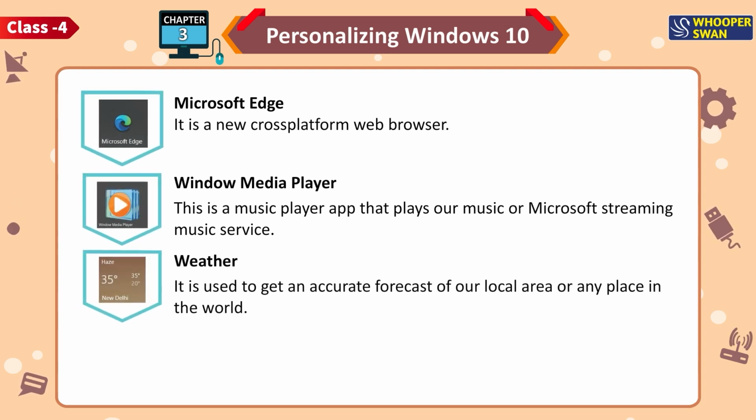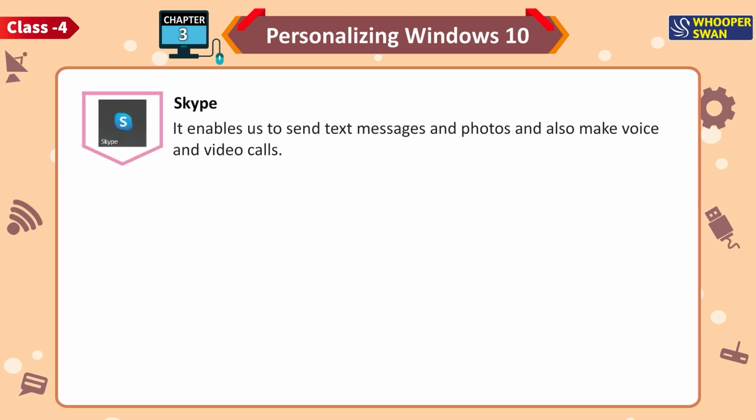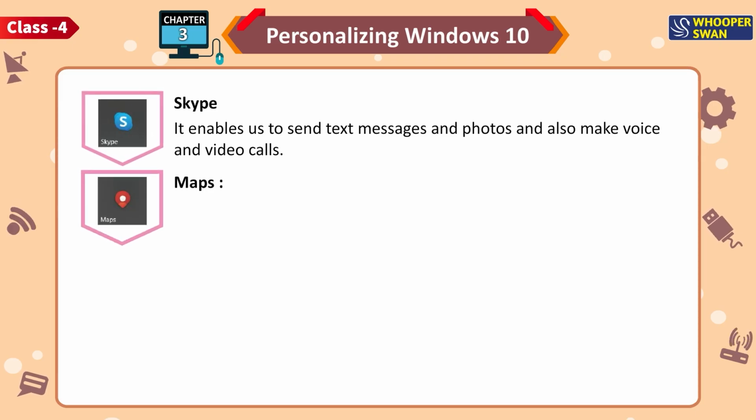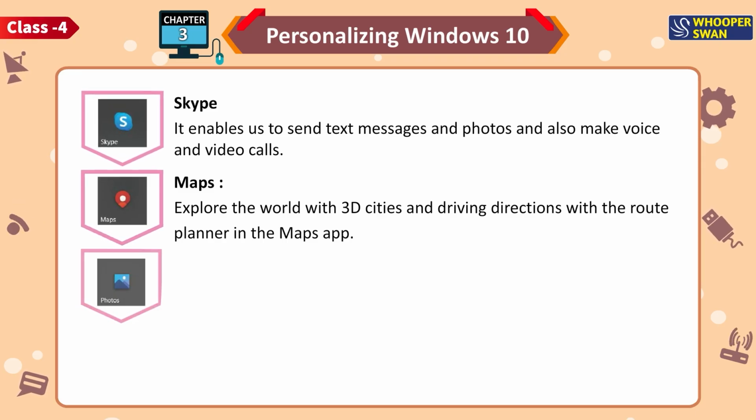Weather. It is used to get an accurate forecast of our local area or any place in the world. Skype. It enables us to send text messages and photos and also make voice and video calls. Maps. Explore the world with 3D cities and driving directions with the route planner in the Maps app.